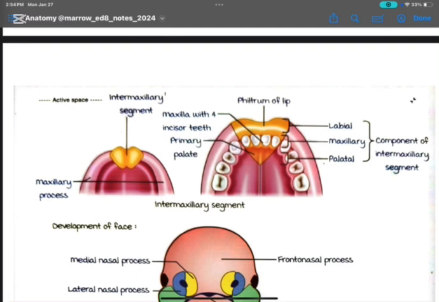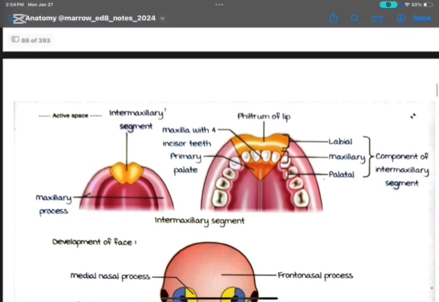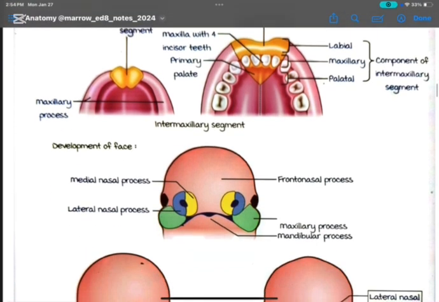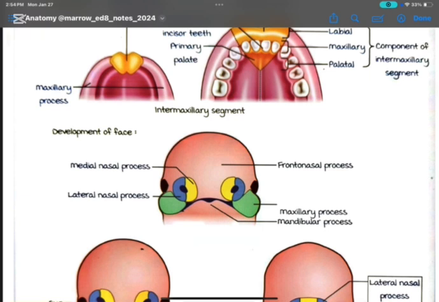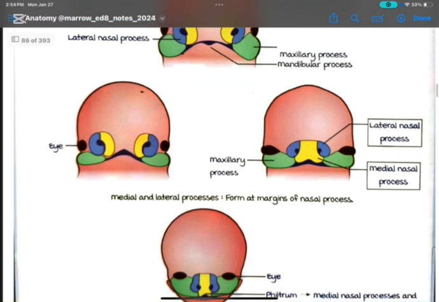Intermaxillary segment, maxillary process. Philtrum of lip, maxilla with 4 incisor teeth, primary palate, labial, maxillary, palatal component of intermaxillary segment. Intermaxillary segment, philtrum of lip. Development of face: medial nasal process, lateral nasal process, frontonasal process, maxillary process, mandibular process. Medial and lateral processes form at the margins of nasal process.